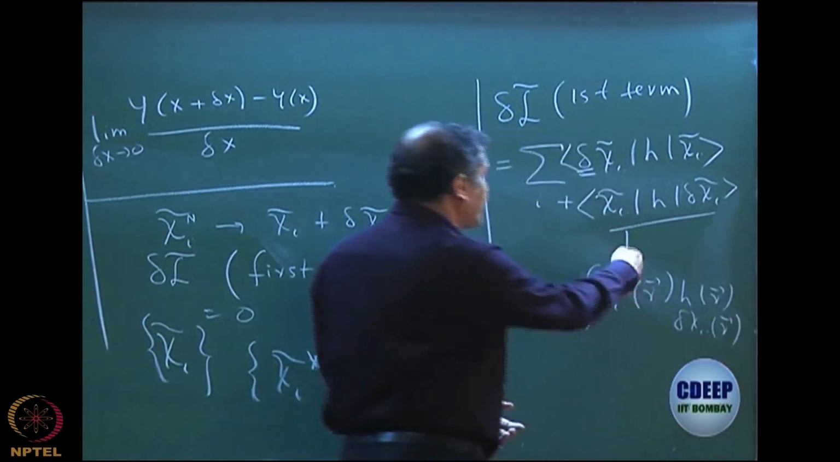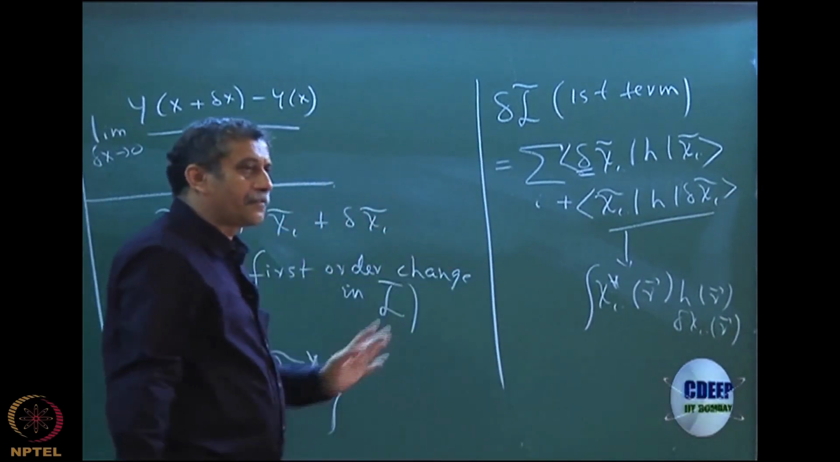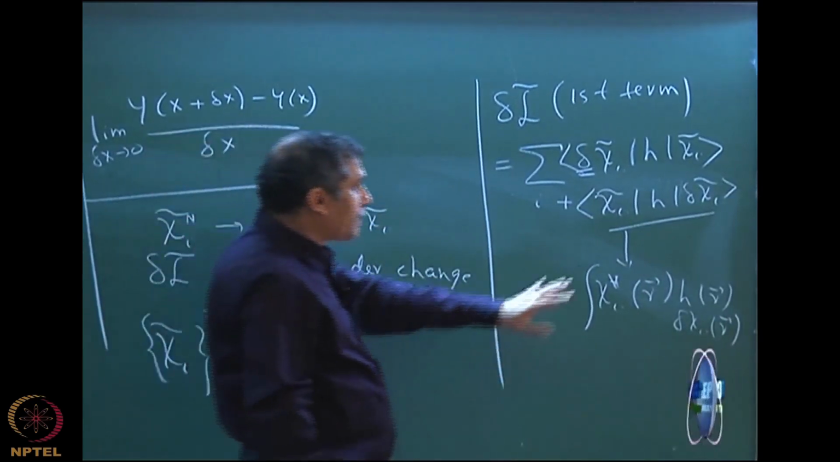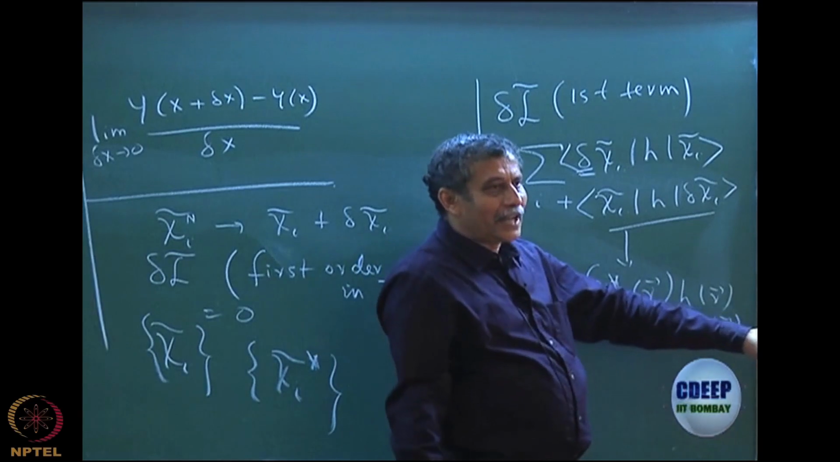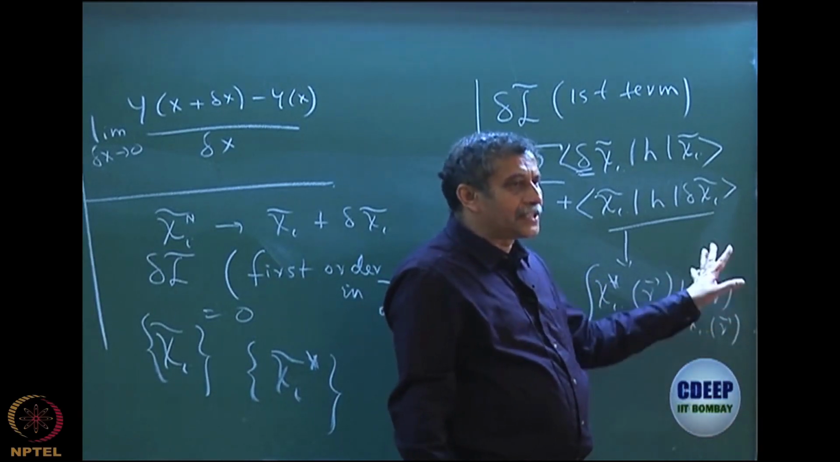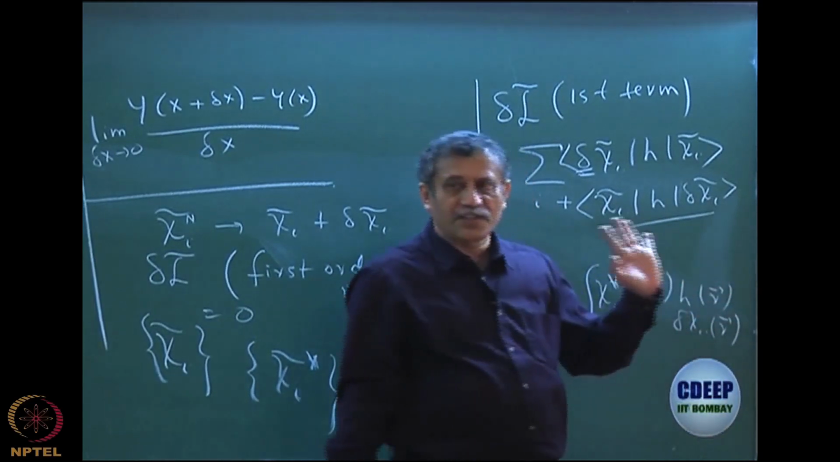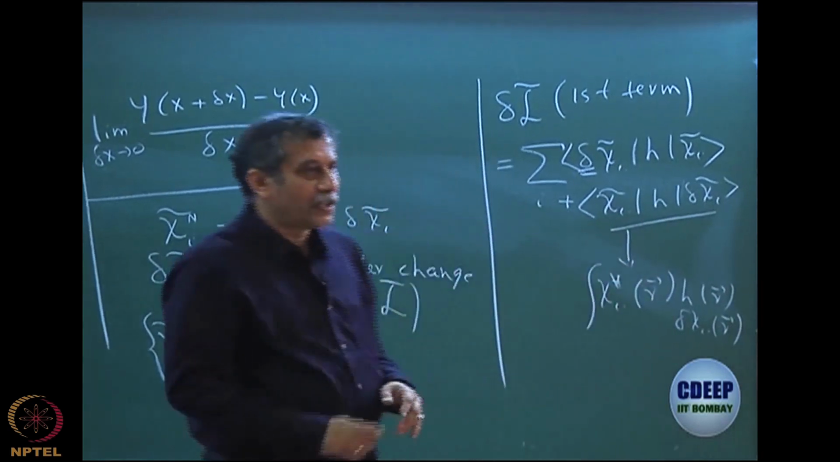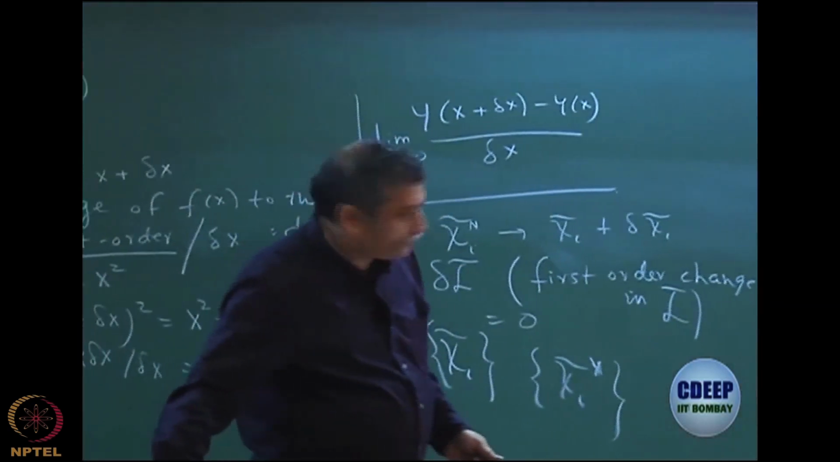So that is this integral. So these integrals can be trivially done. Actually, I have not defined what delta chi I is, remember, and it's not important to define. You will see it later, but it's just a first order change. Assume whatever is the first order change.